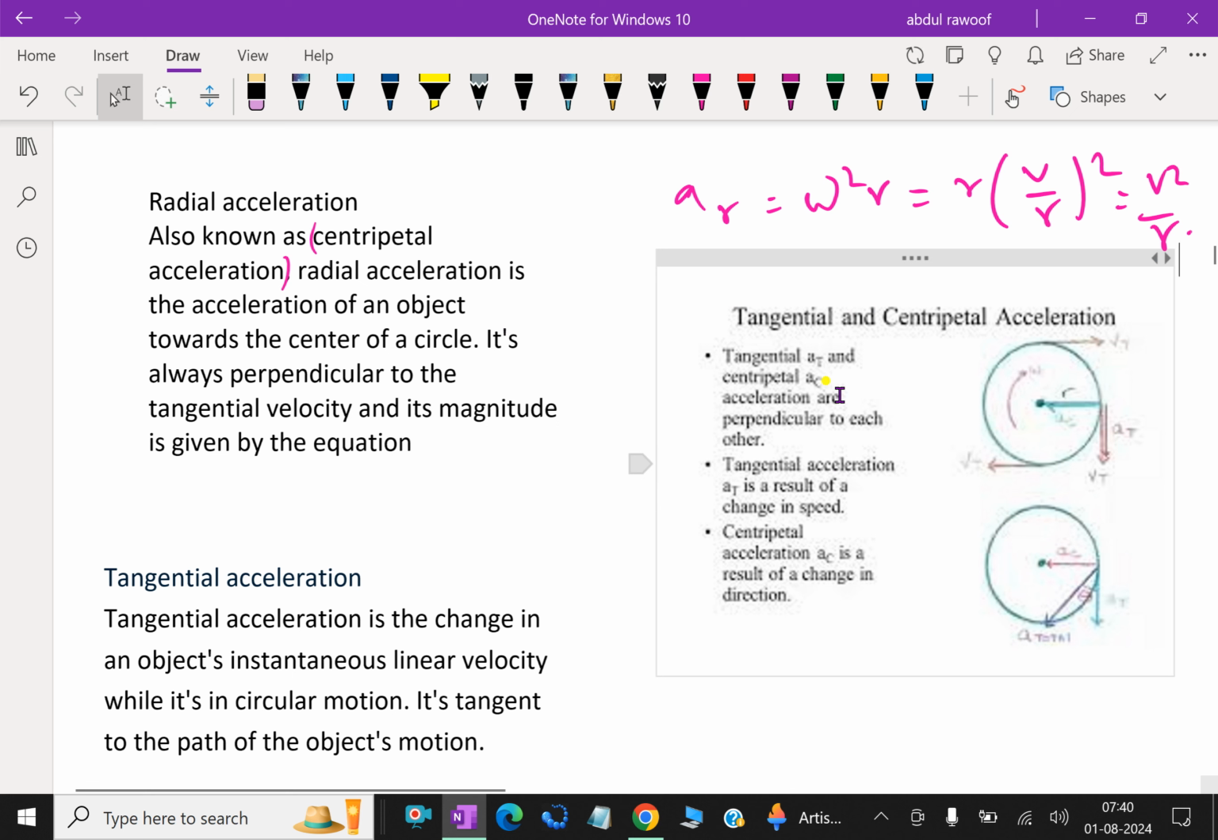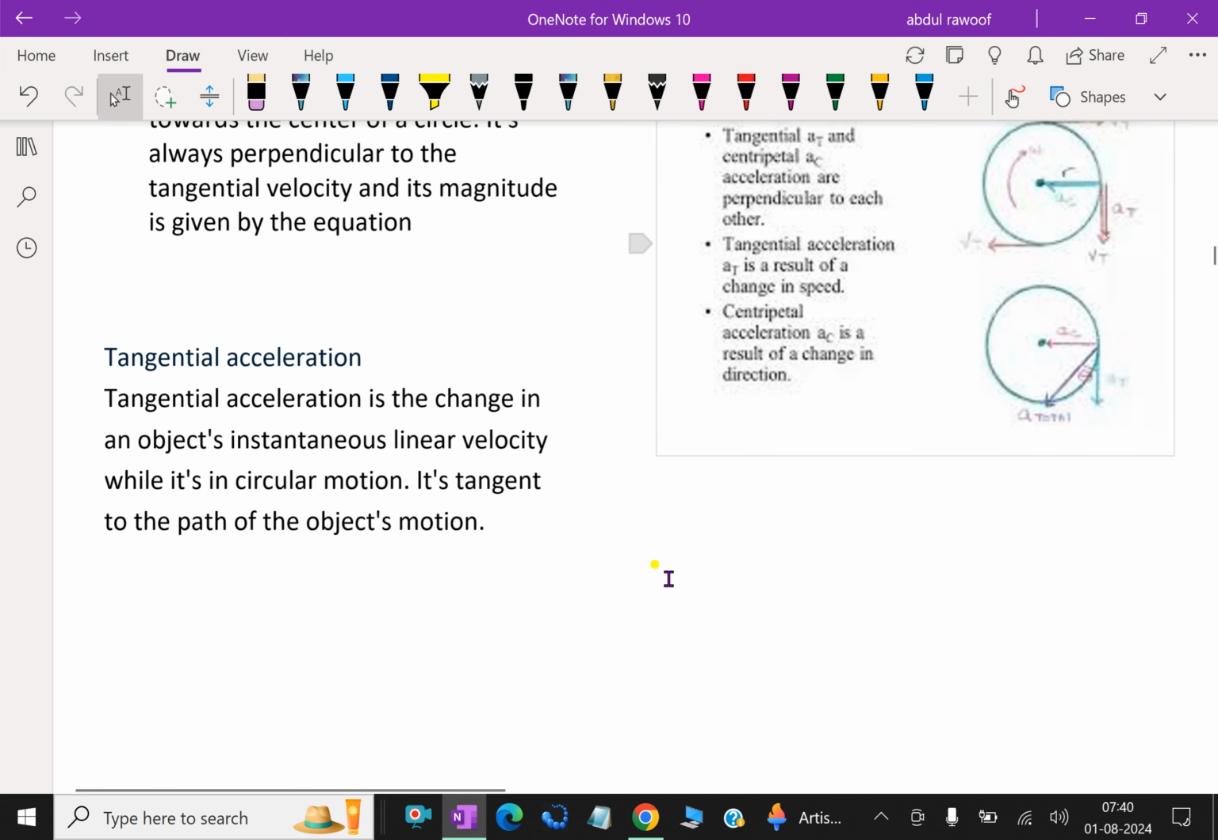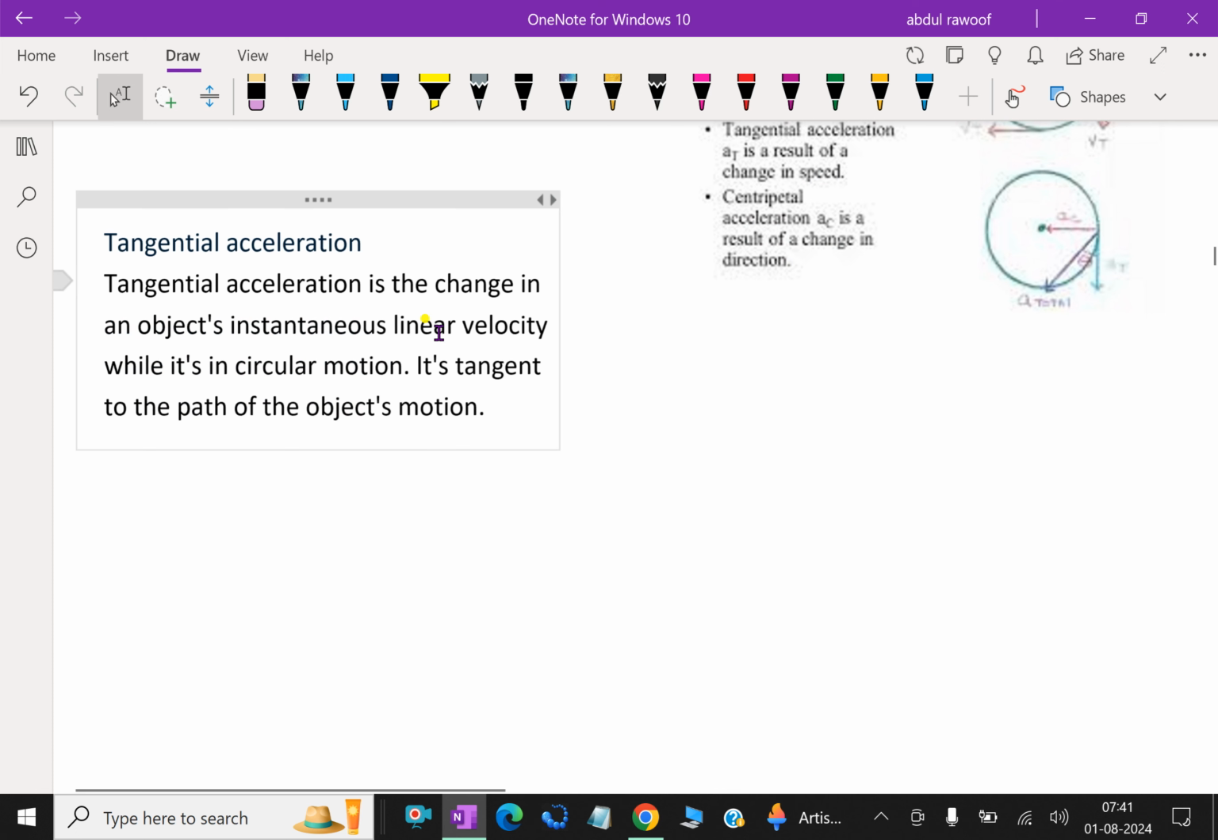Here, tangential acceleration and centripetal acceleration are perpendicular to each other. Tangential acceleration is a result of a change in speed. Centripetal acceleration is a result of a change in direction. The tangential acceleration is the change in an object's instantaneous linear velocity during its circular motion. It is tangent to the path of the object's motion.